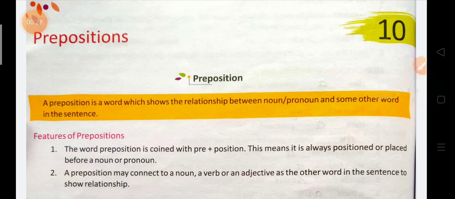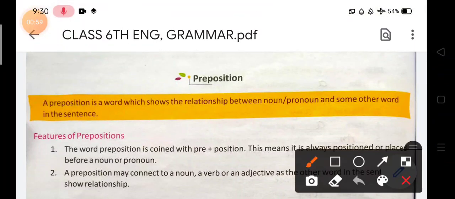A preposition is a word which shows the relationship between noun, pronoun, and some other words in the sentence. So a preposition is a word which shows the relationship between noun, pronoun, and some other words in the sentence. This is a very clear definition that you should try to understand, what the definition is saying to you, and through it you can understand what a preposition is.